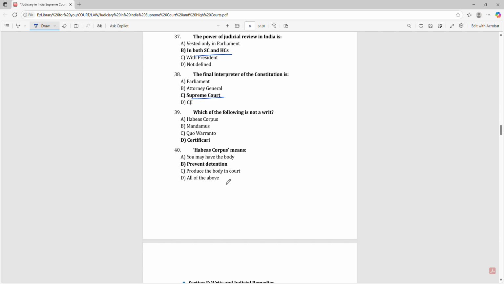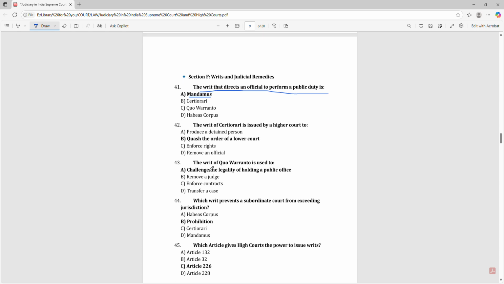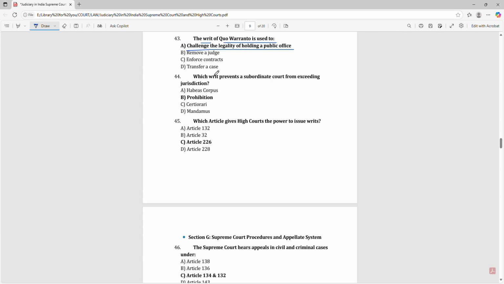Which of the following is not a writ? Certificatory. Habeas corpus means prevent detention. The writ that directs an official to perform a public duty is mandamus. The writ of certiorari is issued by a higher court to quash the order of a lower court. The writ of quo warranto is used to challenge the legality of holding a public office. Which writ prevents a subordinate court from exceeding its jurisdiction? Prohibition.